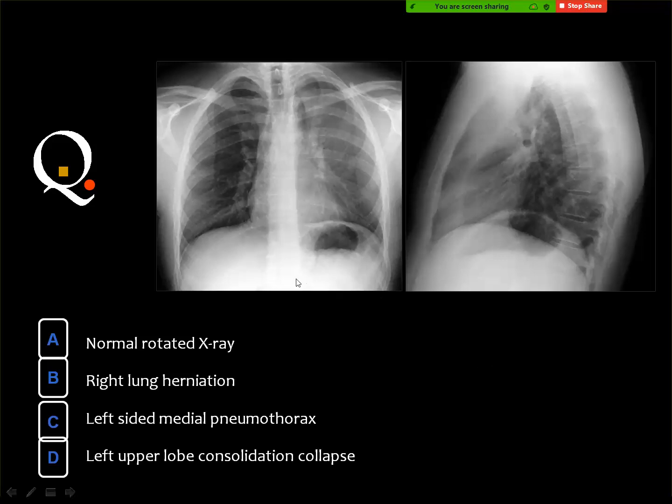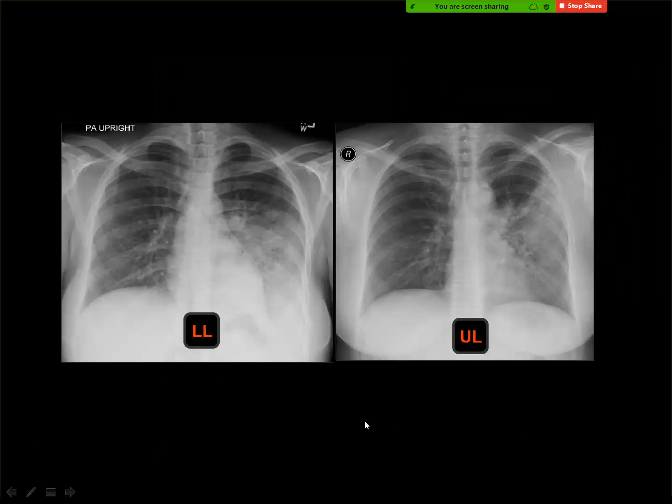because of many things. Number one is the silhouette of the cardiac border. There is an opacity with loss of definition of the cardiac border, meaning that this opacity is anteriorly located. And this is confirmed by the lateral view, where you see the major fissure has displaced too much anteriorly behind the sternum. And this is diagnostic of left upper lobe consolidation collapse.